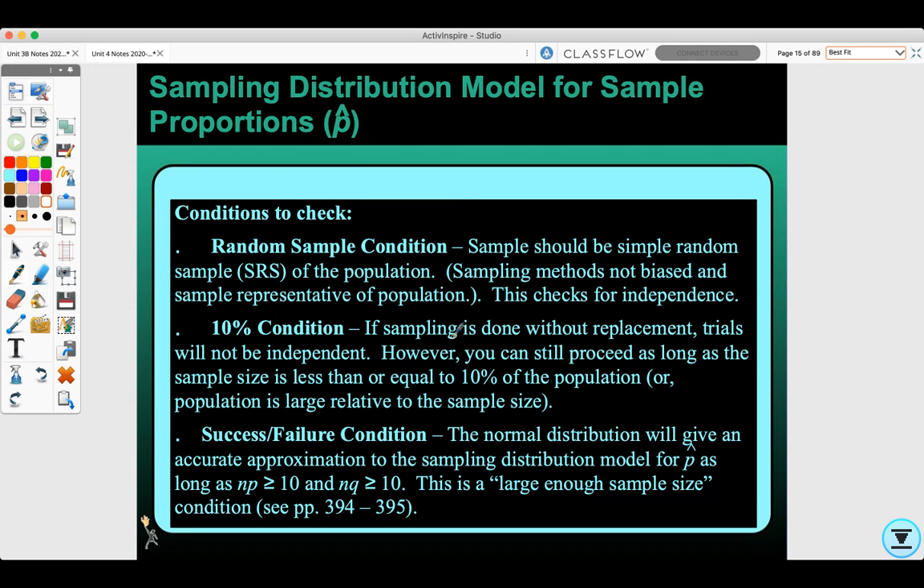And then the success failure condition. The normal distribution will give an accurate approximation to the sampling distribution model for p-hat, as long as n times p is greater than or equal to 10 and n times q is greater than or equal to 10. This is a large enough sample size condition. You can also see pages 394 and 395 in your textbook.